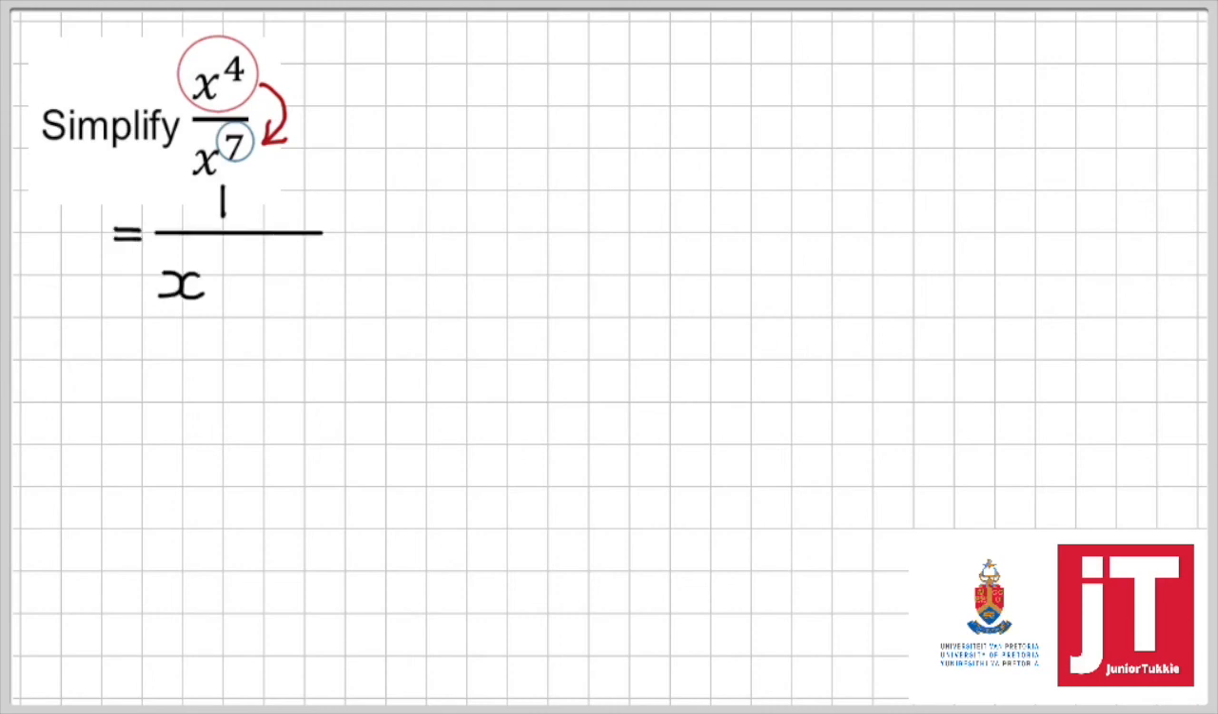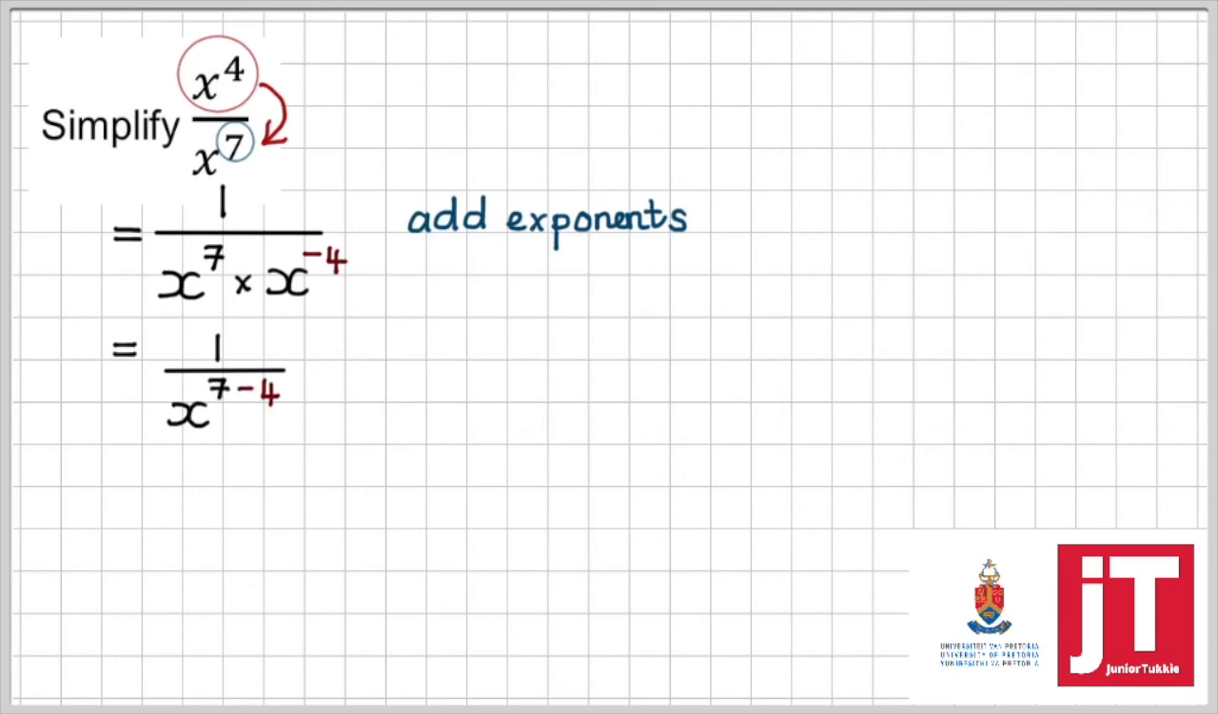So now we end up with 1 over x to the power of 7 times x to the power of negative 4. The sign on the exponent went from positive 4 to negative 4 according to the definition that I introduced you to. We're now multiplying powers that have the same base. And when multiplying powers of the same base, we know that we use law number 1, which instructs us to add exponents. This brings us to 1 over x to the power of 7 plus negative 4.